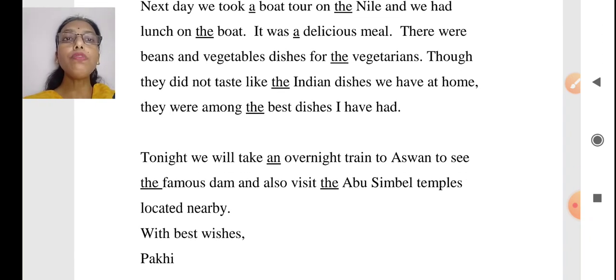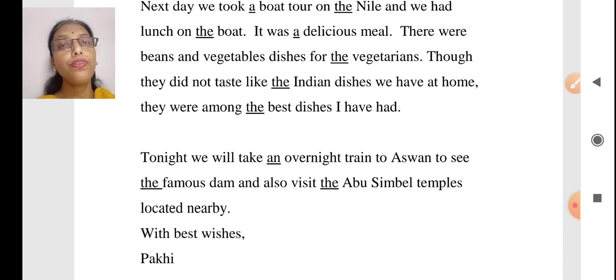Okay. Tonight we will take an overnight train. An overnight, vowel sound. First sound, vowel sound. To Aswan to see the famous dam. I'm talking about the dam which I will see in Aswan. Okay, in Aswan there is a famous dam. I'm talking about that. So the famous dam. And also visit the Abu Simbel temples. So I'm talking about particular temples. That's why the. Located nearby. With best wishes, Pakhi. So we have written the articles which Pakhi missed in her letter while she was writing to her friend.